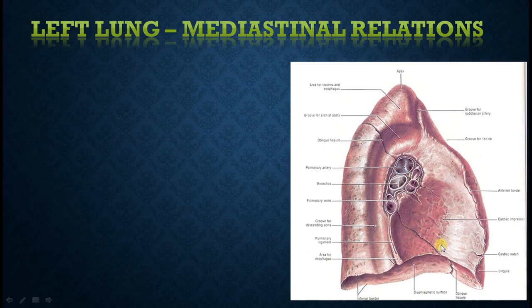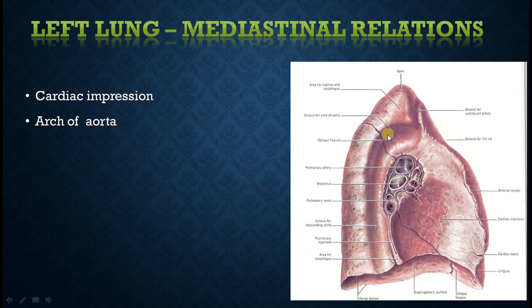Next, coming to the mediastinal surface of the left lung. Again, in front and below the hilum is the cardiac impression, and see the area for the cardiac impression. It is large and extensive, much larger than the cardiac impression of the right lung. This impression is mainly for the left ventricle, the left auricle, and also part of the right ventricle. This is the hilum.